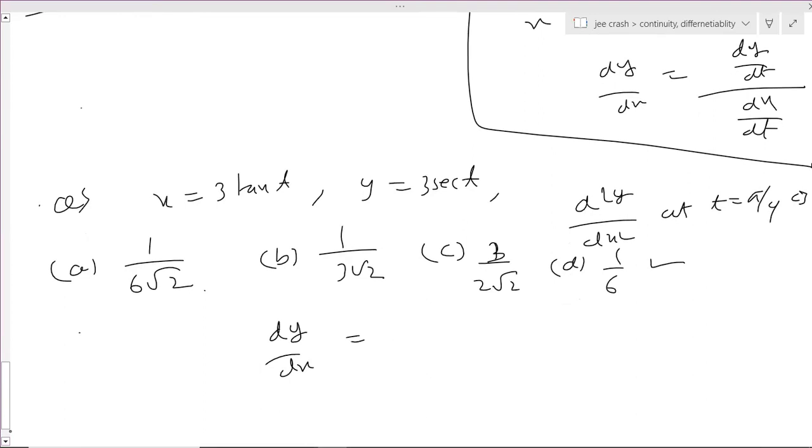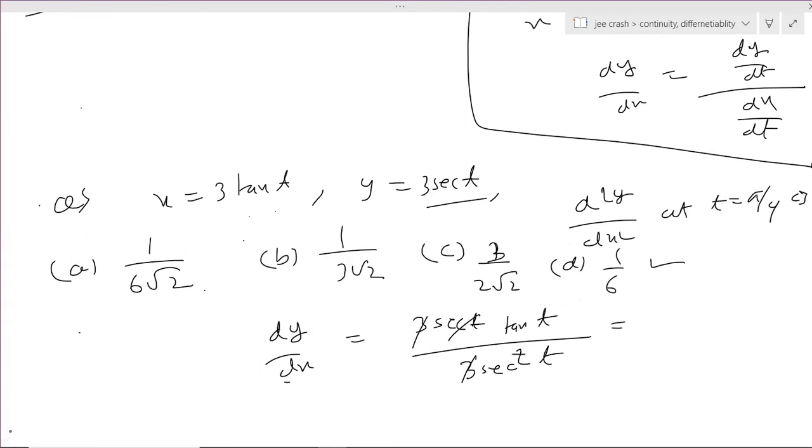Do you have dy/dx? I can write the differentiation of this with respect to t. So this is 3 sec t tan t. Differentiation of x with respect to t is 3 sec square t. So this is cancelled, this is cancelled, and all that remains is sin t. Absolutely correct answer. Option A.